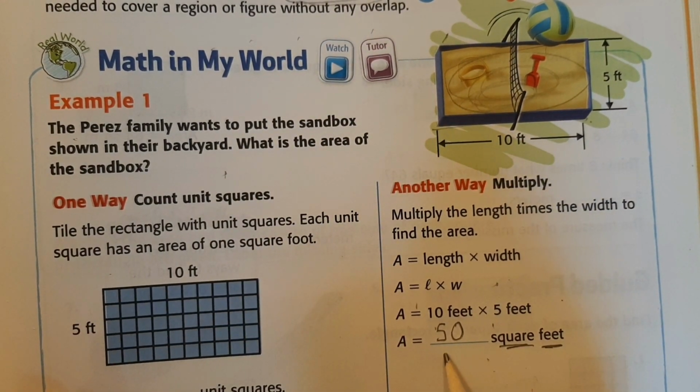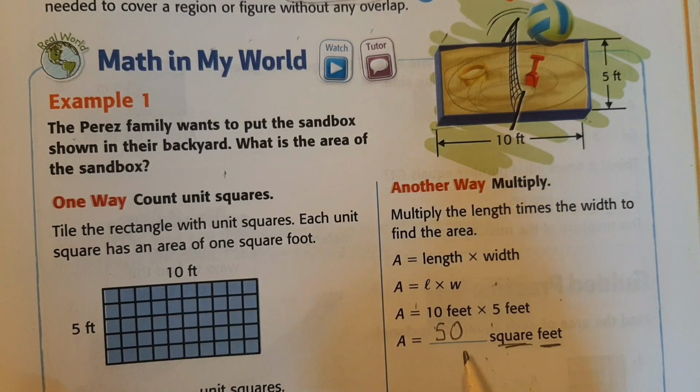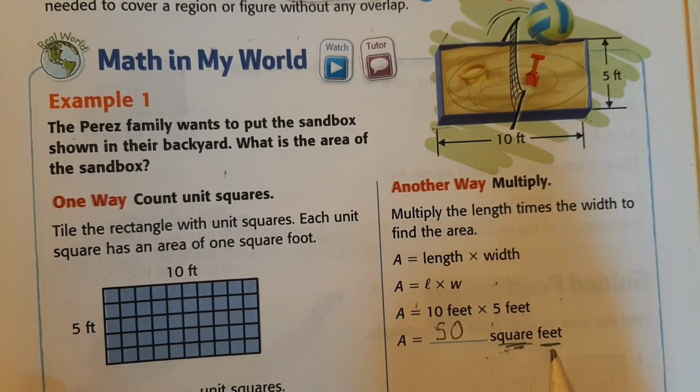Now, yesterday I did not remind you of this, and I won't take points off or send anything back if you didn't do it yesterday, but I will today. You need to label your answers. And if it's area, it has to be square, whatever. So this would be 50 square feet.